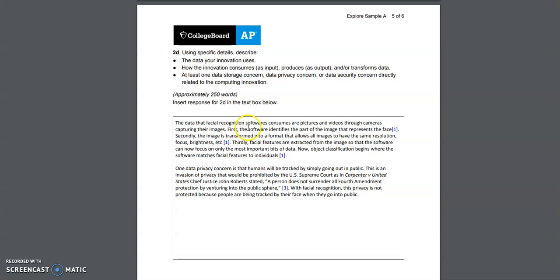2D talks about the data. So let's look to see what the student's talking about. Pictures and videos through cameras. Images that represent the face. Resolution, focus, brightness. Facial features. And they list a data privacy concern. Okay. Again, the numbers in brackets are referencing their sources at the bottom.